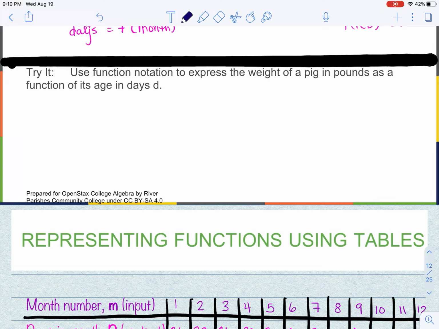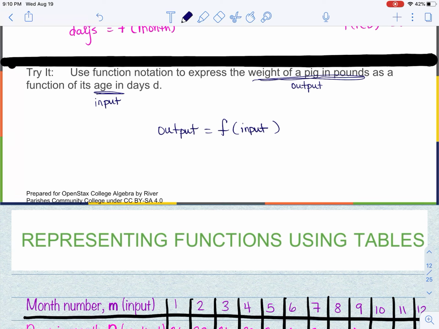Okay, so hopefully you had time to write this out. You paused the video and now you've unpaused it. So use function notation to express the weight of a pig in pounds as a function of its age. So remember, output is always a function of the input. And the input is what goes in here. So the output, this may help you, is always a function of the input. That might help you to write it like that.